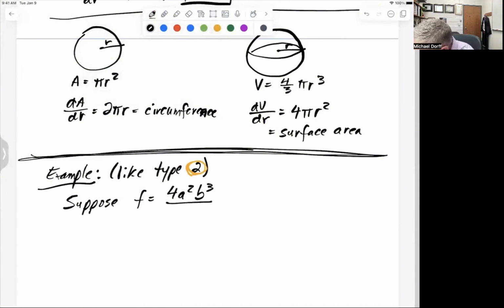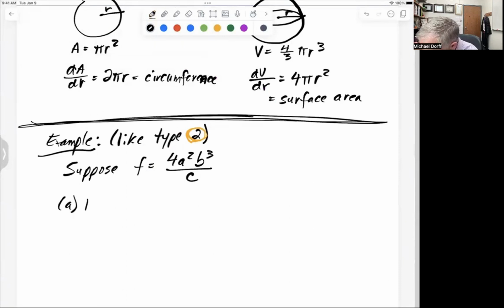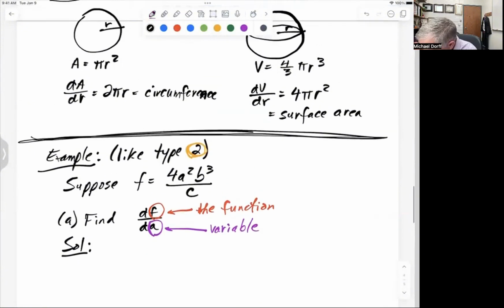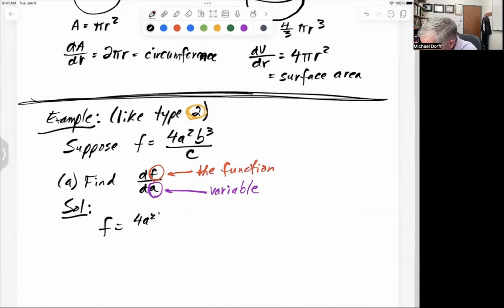b cubed over c. And I want to do several parts. First, I want you to find df/da. What this means is that f tells me the function or formula, and a tells me the variable I have here. So in this problem, I'm taking f equals 4a squared over b cubed times b cubed over c. I'm going to take the derivative of the right-hand side, where a is my variable and everything else acts like a constant. Maybe I'll do this in purple again. Everything else acts like a constant.